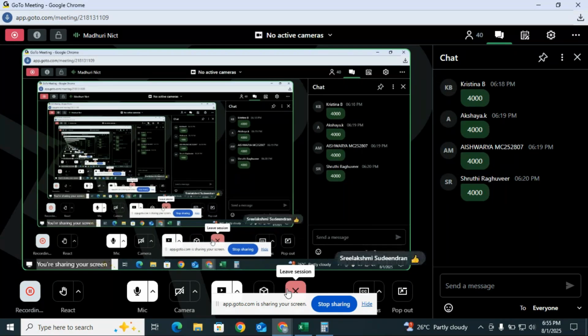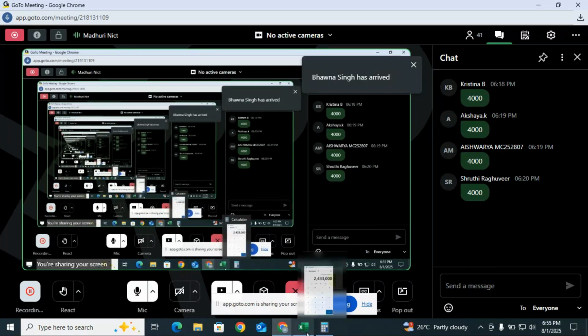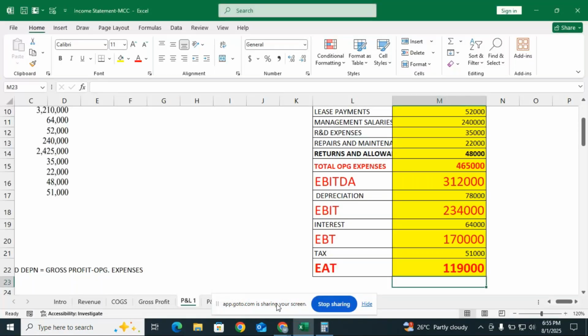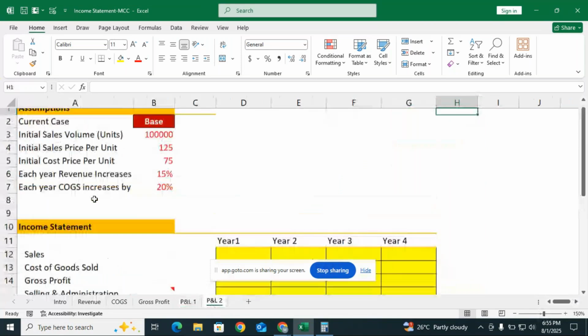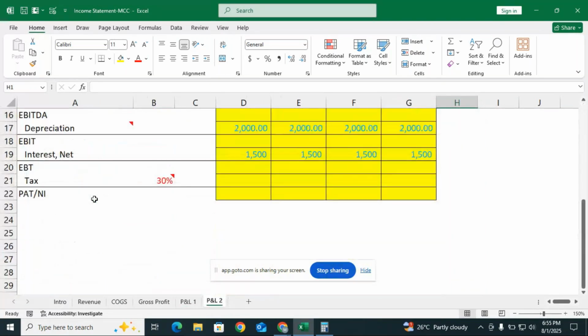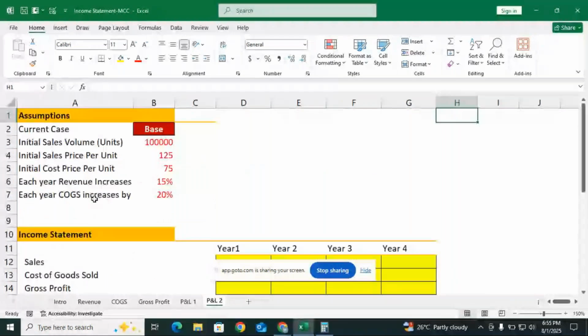So shall we go on to the next one? It is P&L2. So you have a next case study here. Okay, if this is clear for you, now we have P&L2. Let me just click on the next sheet. It is similar to case 1, P&L1. So here it has been even easier for you. And I'll just explain it once.